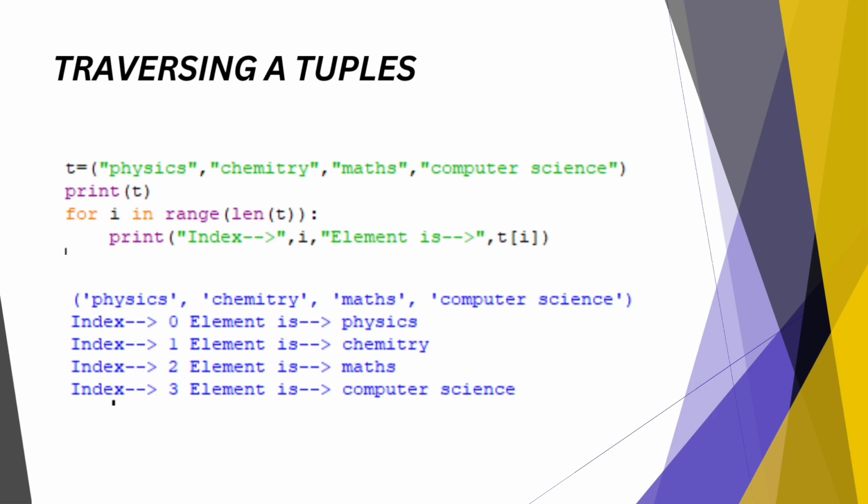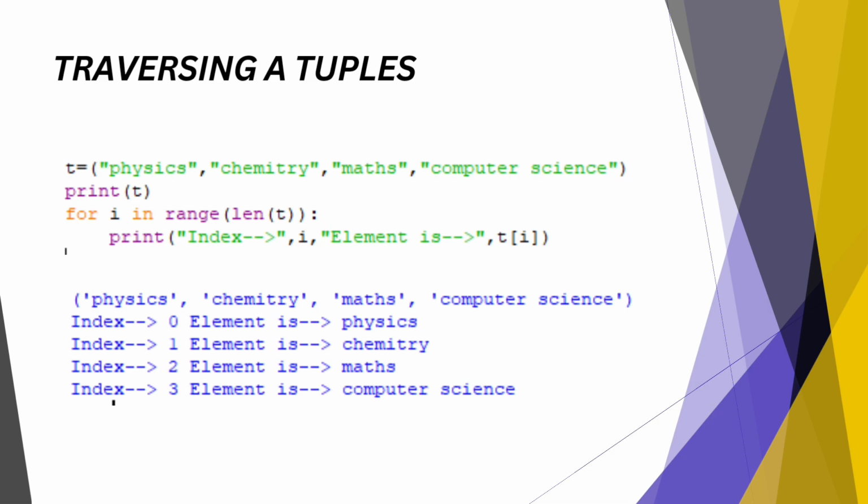Now another example. Here is a tuple of strings: physics, chemistry, maths, computer science. Again we are using the for loop, so till the length of the tuple, elements will be printed. Index 0, element t[0] is physics. Index 1, element is chemistry. Index 2, element is maths. Index 3, element is computer science. So using the for loop we can traverse the tuple.